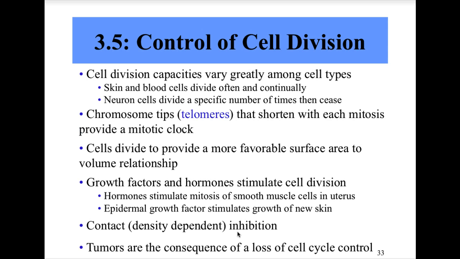All right, control of cell division. Basically, cell division capacities vary greatly among cell types. Skin and blood cells divide often and continually. Neuron cells divide a specific number of times, then cease. You have chromosome tips, which we call telomeres, and those telomeres shorten with each mitotic division, providing a mitotic clock.